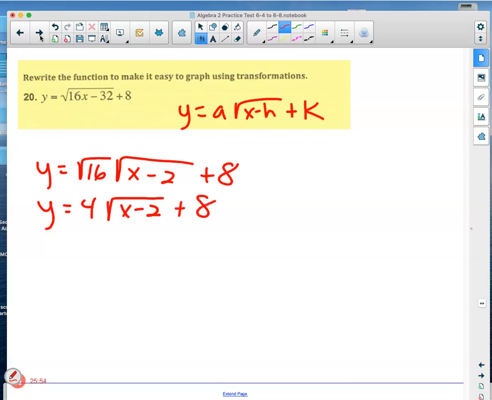And now again, always read the question again before you say, hey, I'm done. Rewrite the function to make it easy to graph using transformations. They're not even asking us to tell them what the transformations are doing. We rewrote it. This is done right here. I mean, it wouldn't take us very long to say vertical stretch, factor of 4, and then translate 2 to the right and 8 up, but they didn't even want to know that. Just how would you rewrite this so you could graph it? So that's the back half of the test with different numbers, as we did 11 through 20.